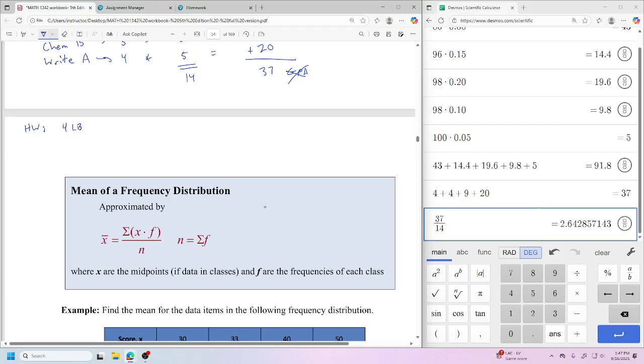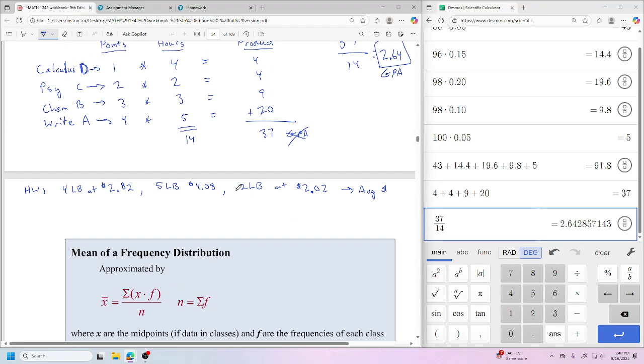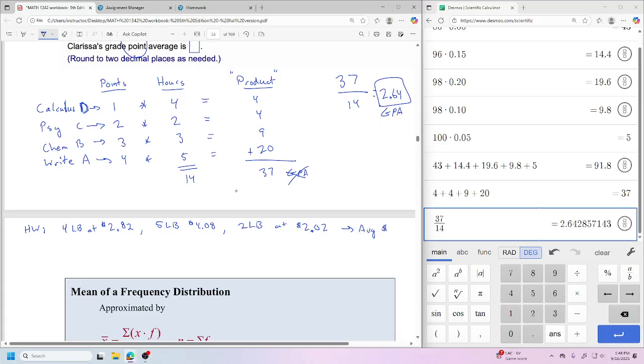It says 4 pounds at $2.82. And then 5 pounds, like nuts and raisins or that kind of thing, they'll tell you on the homework, at 4.08, and then 2 pounds at $2.02. And then they say go ahead and find out what the average is, and they want the average dollars. Okay. So it's kind of similar to what we've already done. It's very similar to this, and I want to start setting it up.